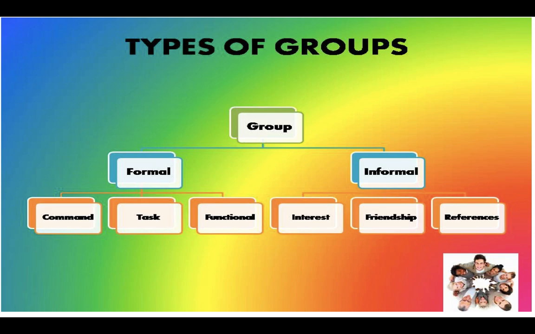Now let's understand what the different types of groups are. Groups can be formal and they can be informal. When we talk about formal groups, different types of formal groups would be command group, task group, and functional group. And when we talk about informal groups, there are interest groups, friendship groups, and reference groups. So, let's understand each type of these groups in a little detail.